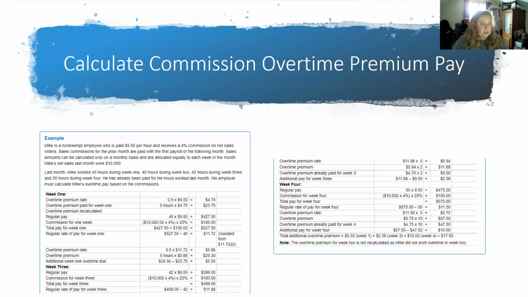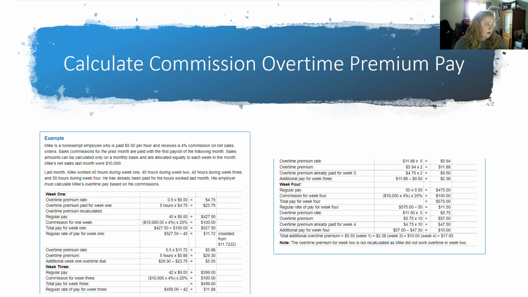Okay, so does that make sense? He was already paid the overtime premium rate at the $9.50. So the only thing they have to do is pay the difference between the overtime rate that he's normally paid and the overtime rate calculation adding in the commission. So that's why they only owe him $5.55 for week 1 in additional money. Week 2, he only worked 40 hours, so he doesn't get anything extra. So we don't have to do anything with that one.